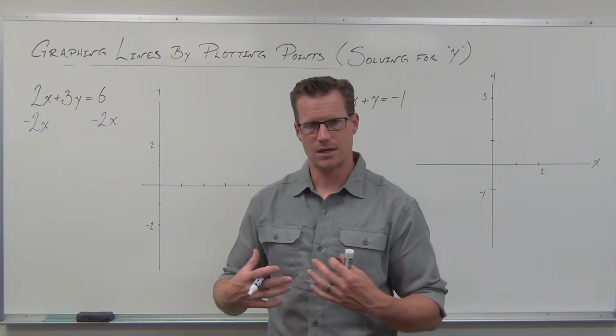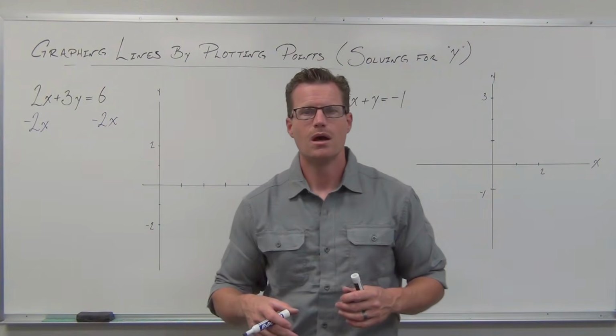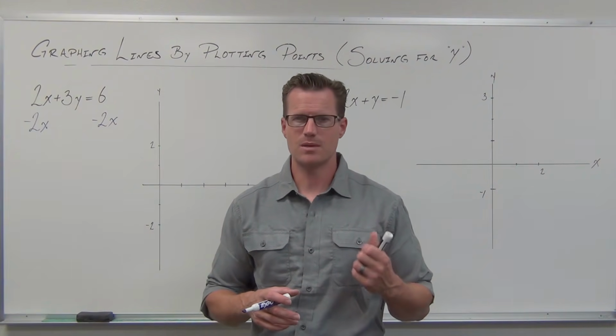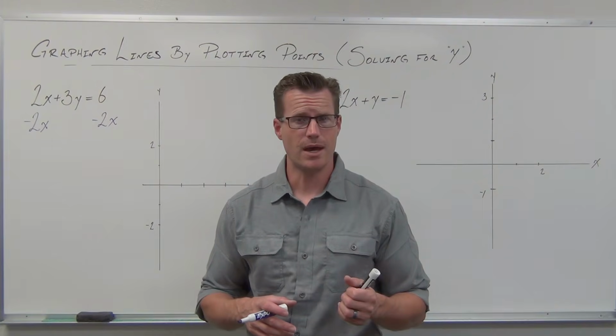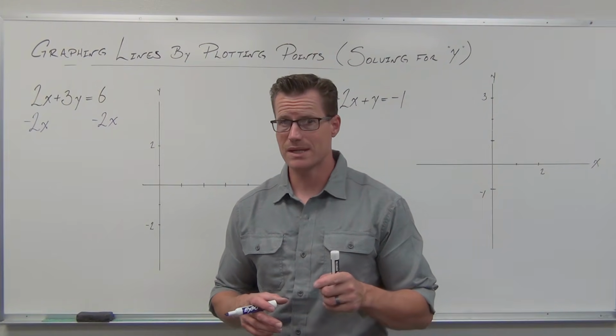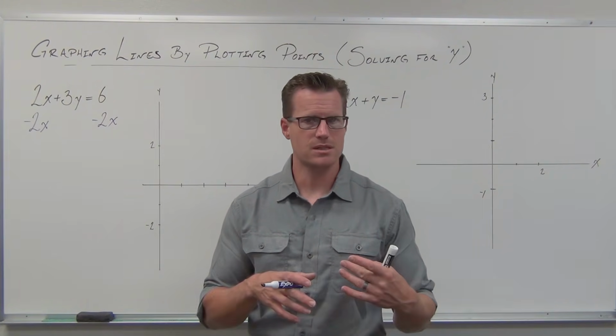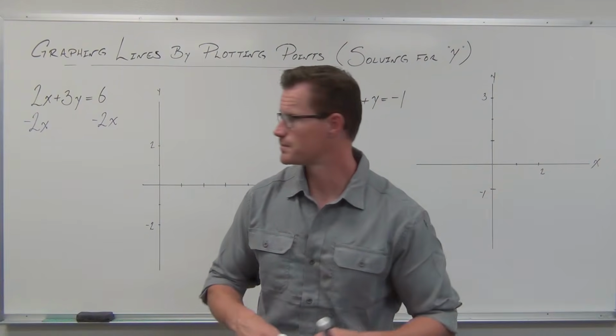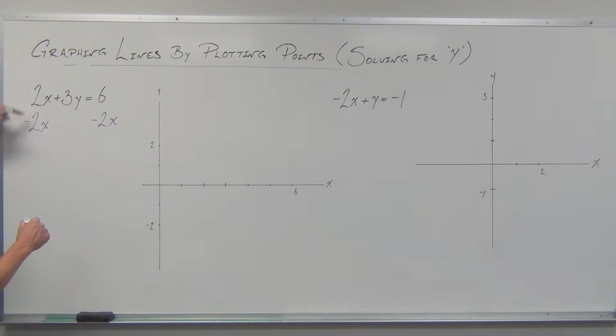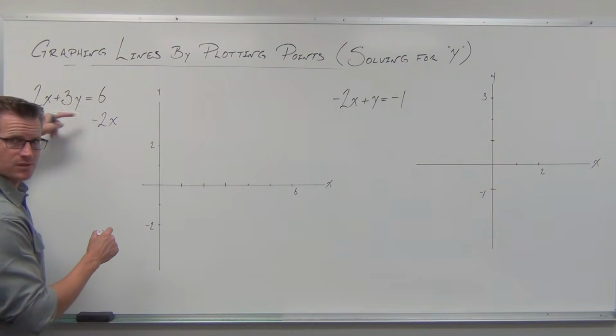Now, on the right-hand side of the equation, we talked last video about keeping things in order. I still want you to do that. So let's keep this in order. What I mean is I don't want 6 minus 2x. I want negative 2x plus 6. This creates a 0. 0 plus 3y still gives you 3y.